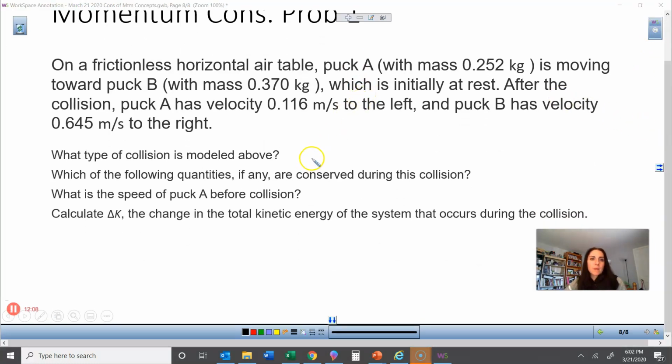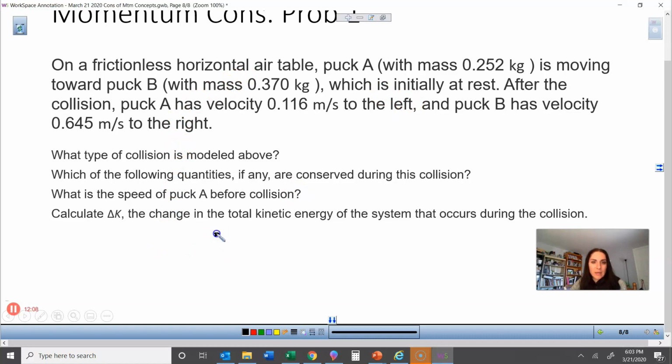Okay. On a frictionless horizontal table, an air table, a puck A with that mass is moving towards puck B, which is initially at rest. After the collision, puck A has this speed to the left, and puck B has that speed to the right. It's a collision. Which of the following quantities are conserved, what's the speed after, and what's the change? Long problem, okay? So let's go ahead and do this out. So I'm going to read it again.